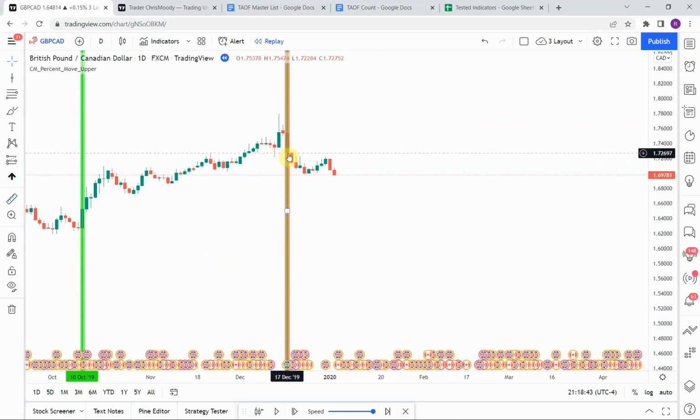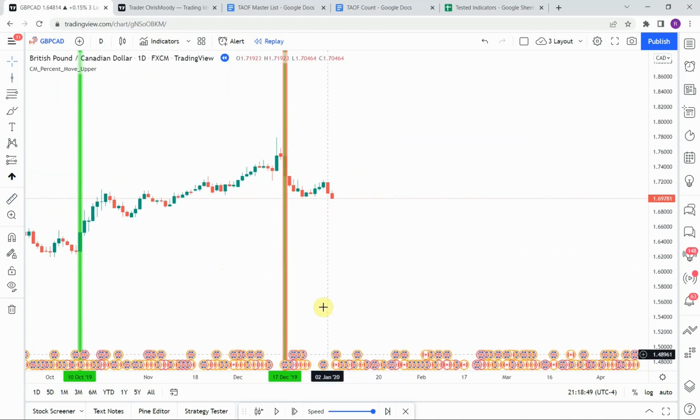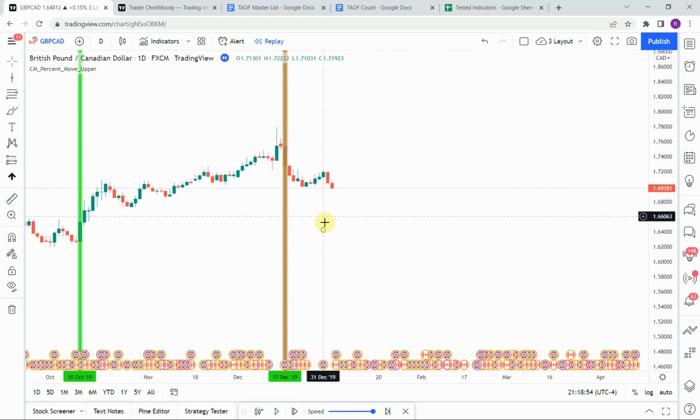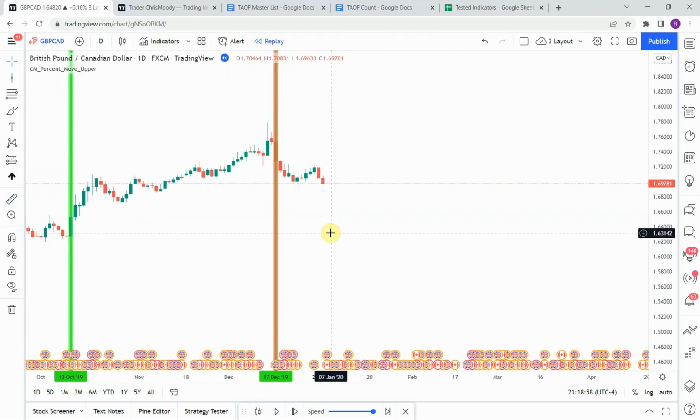All right, another short right here. Nice push to the downside there. That does come down and get us to our take profit. And yeah, looks like that's going to do it there, pretty close to the end of the year. All right, so that's going to put us at the end right there.